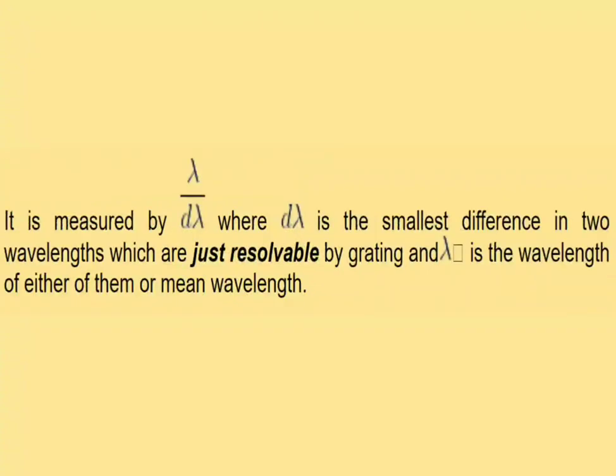The resolving power of a grating is measured with the formula lambda by d lambda, where d lambda is the smallest difference in two wavelengths. As we know, lambda is the wavelength of the light, or it may be the wavelength of either of them, or the mean wavelength can be taken. Here we have to take the just resolve case. So what is meant by just resolve case?